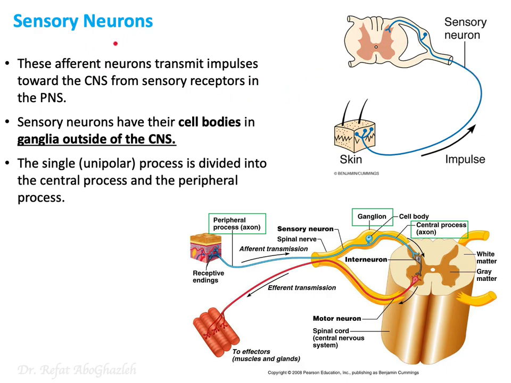So the sensory neurons, we call them the afferent neurons. Afferent means toward. The sensory neurons are called afferent because they transmit signals and impulses toward the central nervous system from the sensory receptors in the peripheral nervous system or from different parts of your body. For example, in the skin, there are receptors for pain, temperature, touch, pressure, whatever. So the signal impulses will be transmitted toward the central nervous system, toward the spinal cord and the brain.